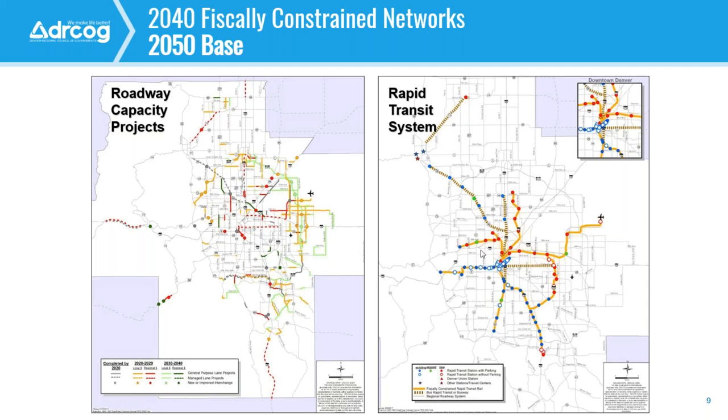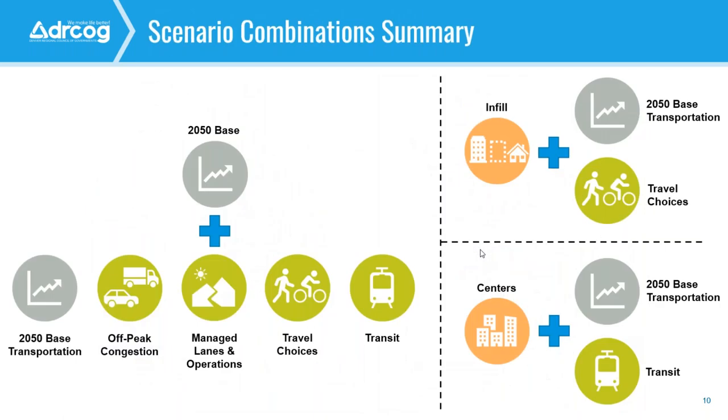Thanks, Jacob, you can go to the next slide. So I mentioned that we weren't just comparing our individual scenarios against their respective bases, we were also combining land use and transportation. So we did take our 2050 base land use scenario and combined that with our 2050 base transportation scenario and then our off-peak congestion, managed lanes and operations, travel choices and transit scenarios. And then we also took our two new land use scenarios and compared those to our 2050 base transportation scenario, and then we combined our infill scenario with our travel choices scenario and our center scenario with our transit scenario. You'll see each of these in the upcoming slides and their comparison across those three metrics I previously mentioned. Next slide.